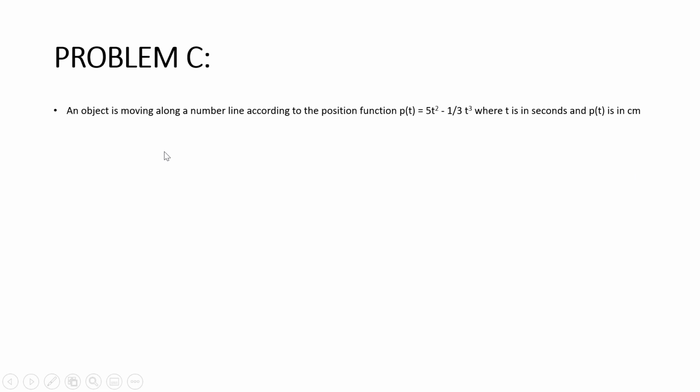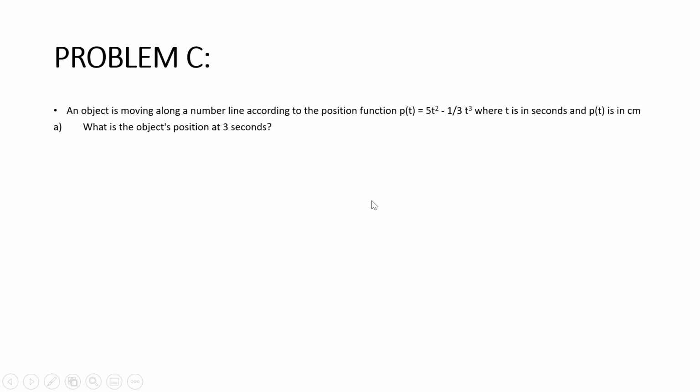So let's go to problem C now. An object is moving along a number line according to the position function. And now we're going to get specific because I'm going to give you an actual equation. And hopefully you can see that clearly enough. So the position function is given by p of t being 5t squared minus 1/3 t to the power of 3. t is in seconds, and the position is in centimeters.